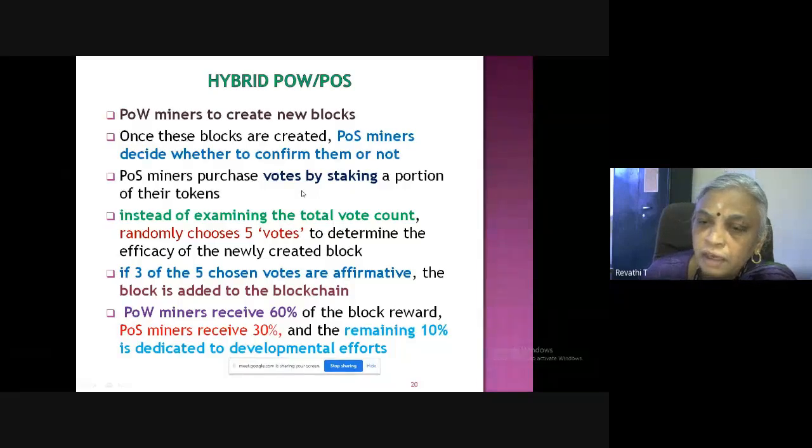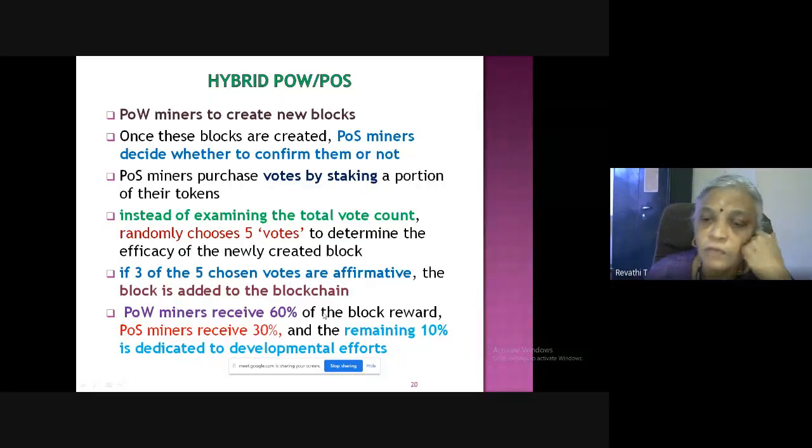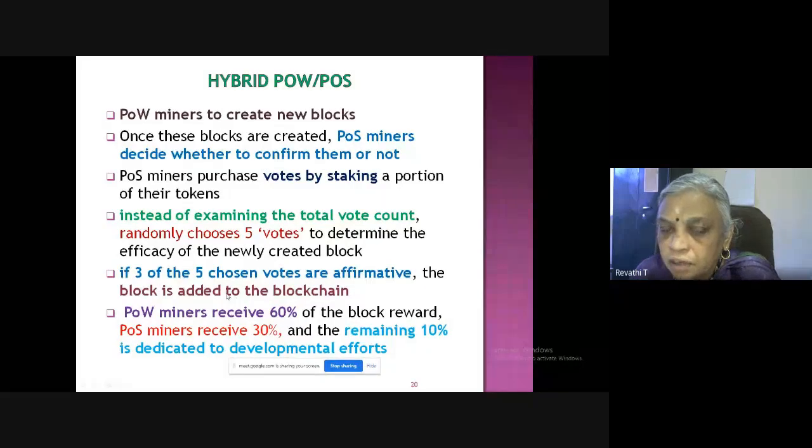So now here, when they give the voting, the total count is not selected. Instead, 5 votes are randomly selected to check it, right? So if 3 of the 5 votes randomly collected say yes, then that block will be added to the blockchain, right? So it's a combination of both POW and POS, right? POW does the initial mining, and it's confirmed with the help of POS. And for that, 5 votes alone are randomly selected. 3 saying okay means the block will be added. Otherwise, it will not be added.